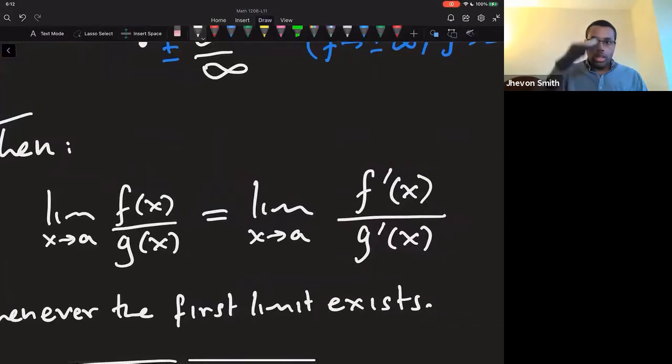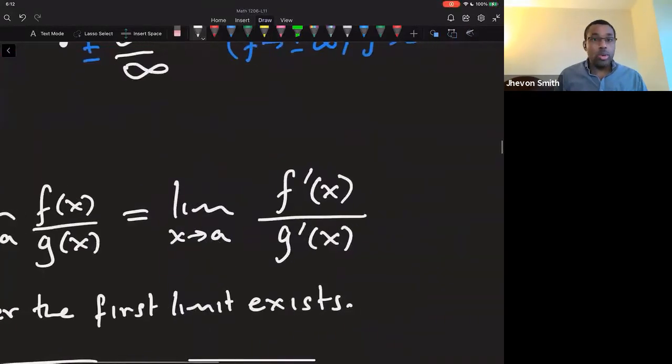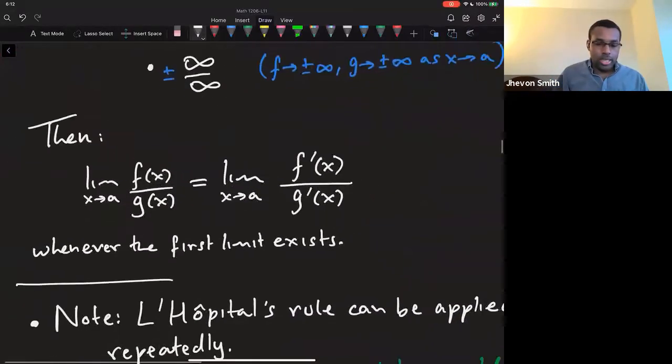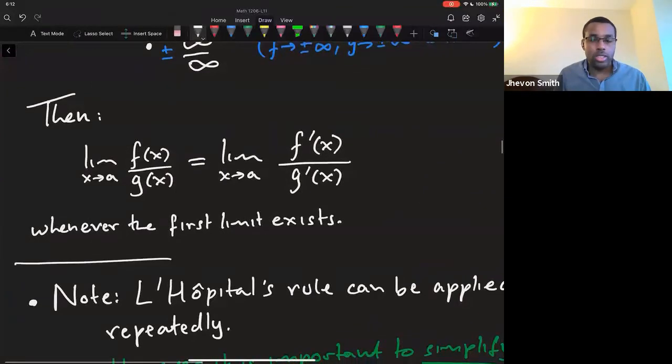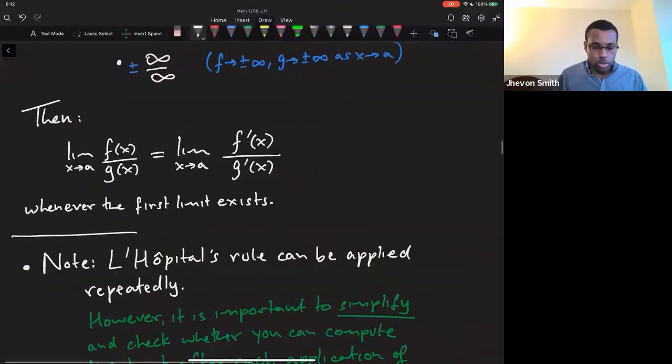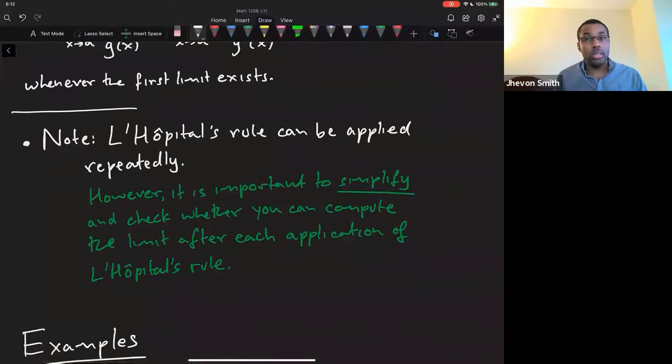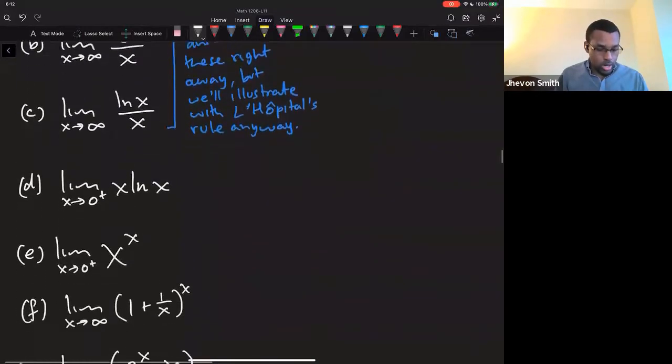So if you have the limit of a rational expression and it approaches 0 over 0 or infinity over infinity, then you can compute that limit by taking the derivative of the top, derivative of the bottom, and you still have to take the limit. And if the second limit exists, it will be the same answer as the first one. You can do this multiple times, but as I mentioned, you want to simplify each time because you do have situations where you can go into an infinite loop of just keep taking derivatives forever and you never actually get anywhere.